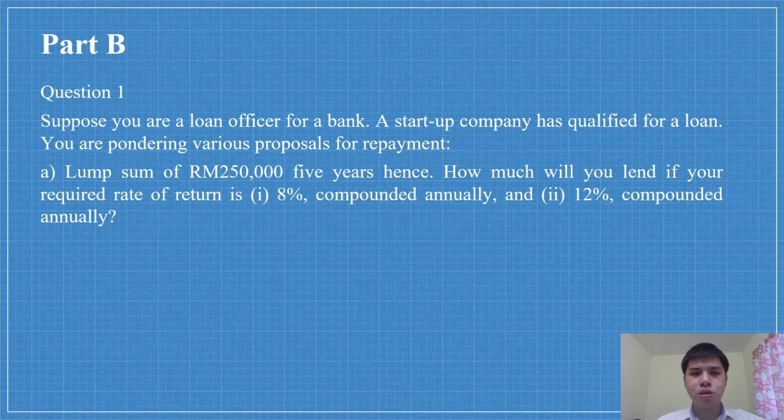So for question 1, suppose I'm a loan officer for a bank and I need to ponder various proposals for repayment. So for part A here, we have a lump sum of 250,000 ringgit in 5 years. So we will need to determine how much money we can lend out if the required rate of return is, in the first situation, 8% compounded annually, and in the second situation, 12% compounded annually.